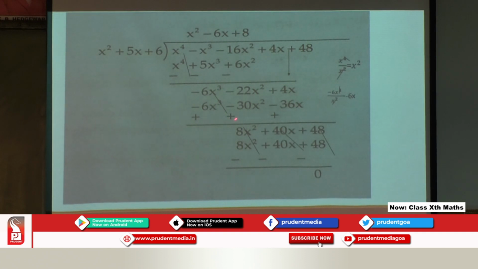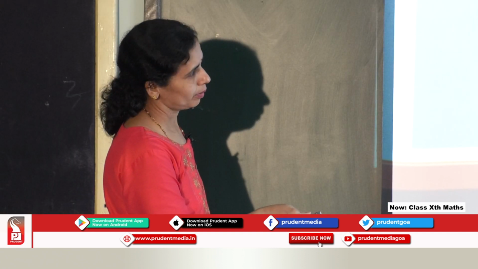Now this term will cancel again. Now see, minus 22 plus 30x square, we should subtract these two terms. So 30 minus 22 is 8x square, greater number positive. Again both are positive, so we should add the two terms here: 36x plus 4x is 40x, and we get the number 48 here.